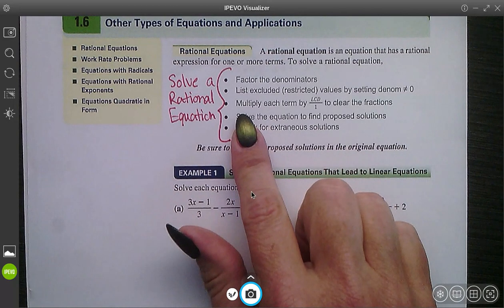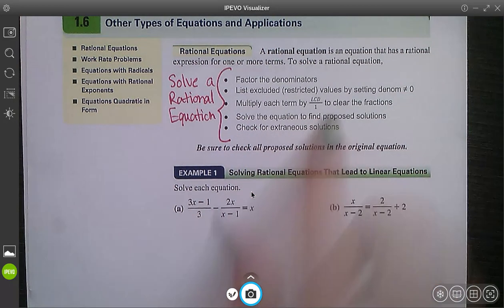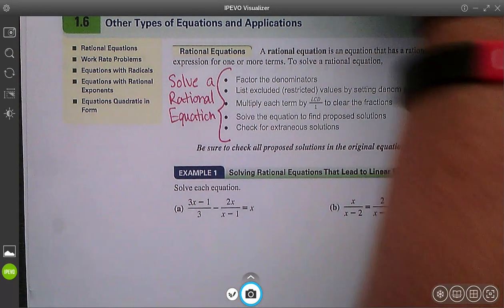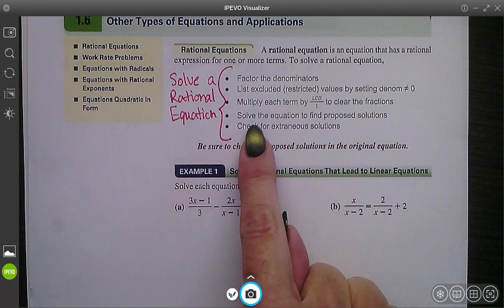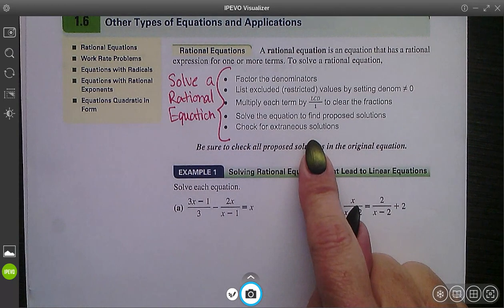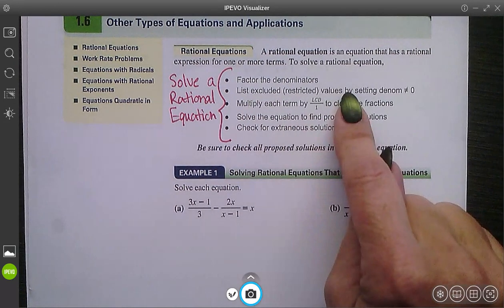Then we will multiply each term by the LCD over 1, which is going to clear the fractions. So that's going to take it from an equation that has variables in the denominator to an equation that doesn't have variables in the denominator. Then we solve the equation to find potential or proposed solutions. And then we are going to check for extraneous solutions by looking back at our excluded values.